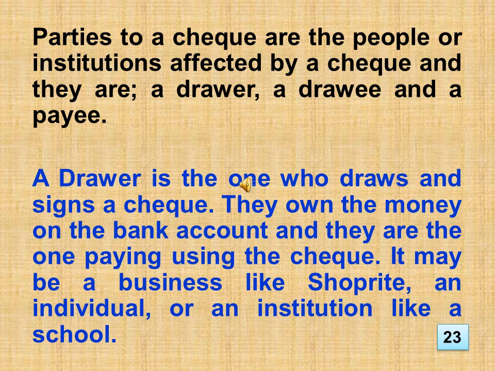Parties to a check are the people or institutions affected by a check, and they are a drawer, a drawee and a payee. A drawer is the one who draws and signs a check. They own the money on the bank account and they are the one paying using the check. It may be a business like ShopRite, an individual, or an institution like a school.